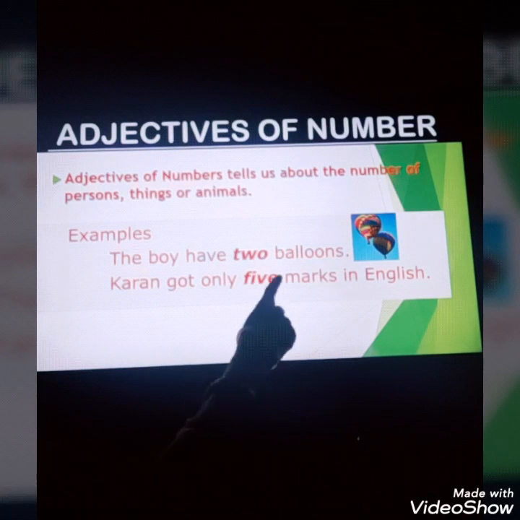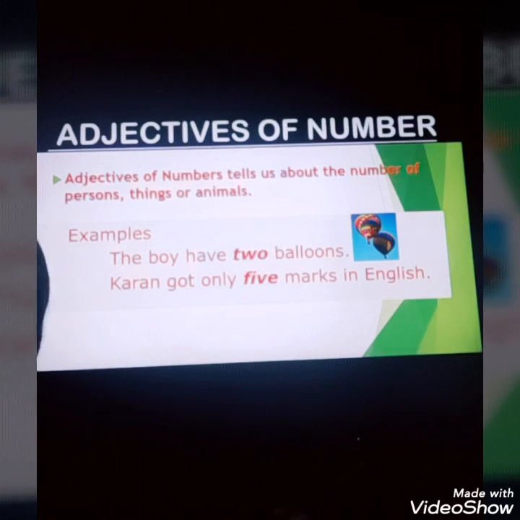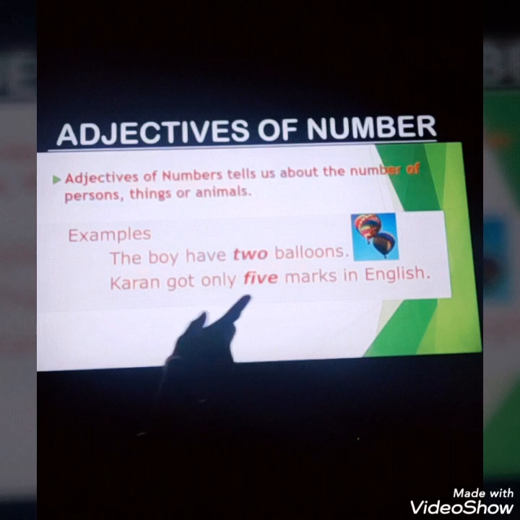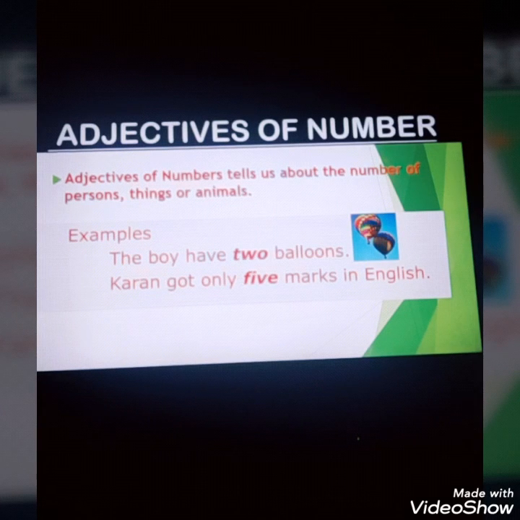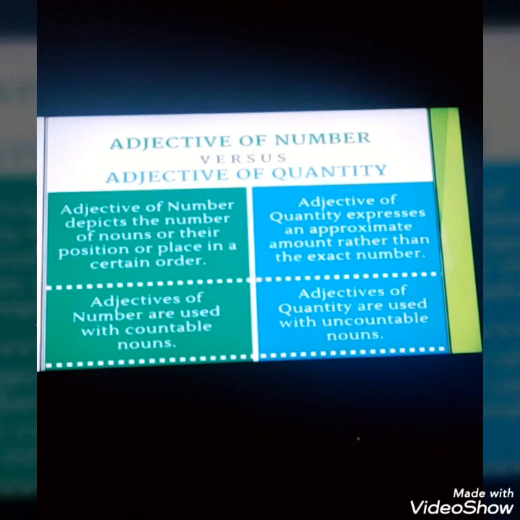Karan got only 5 marks in English. How many marks? 5 marks. So this is the basic difference between the adjective of quantity and adjective of number. Now let us learn something more about both. Adjective of number versus adjective of quantity. Now let us differentiate between them.